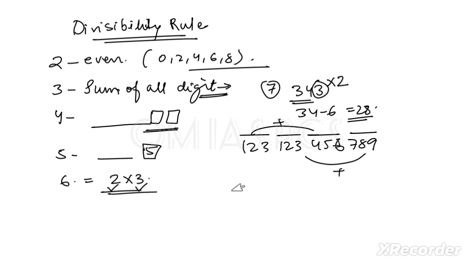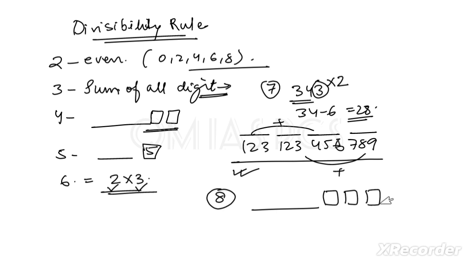Actually, I'm giving this concept because in 2021, I guess 2021 or 22, there was a question based on this. So just learn this one. For 8, what was the concept? Like 4, we have to see the last 3 digits, and they should be divisible by 8.